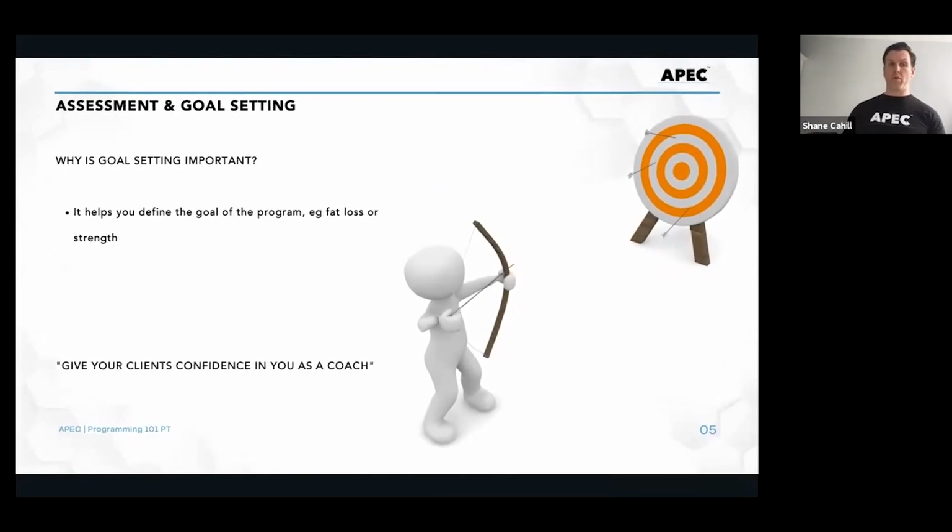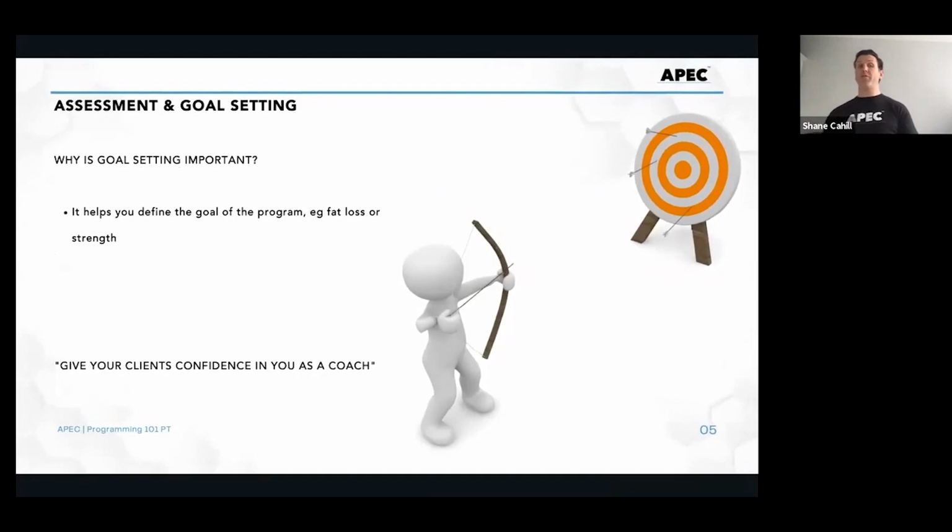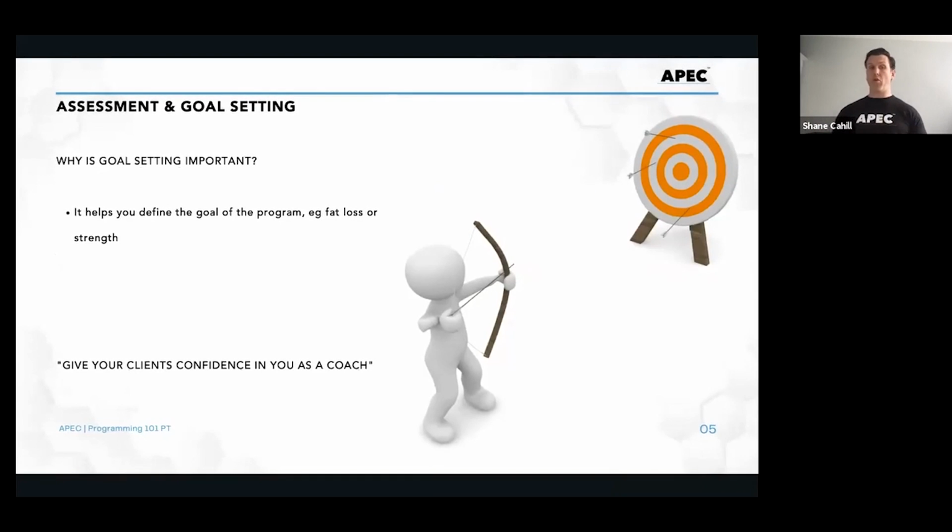Why is goal setting important? It helps you define the goal of the program, like we talked about, fat loss or strength. But it also gives your client, or the person you're working with, the opportunity to express to you the goals that they might want to achieve from programming.